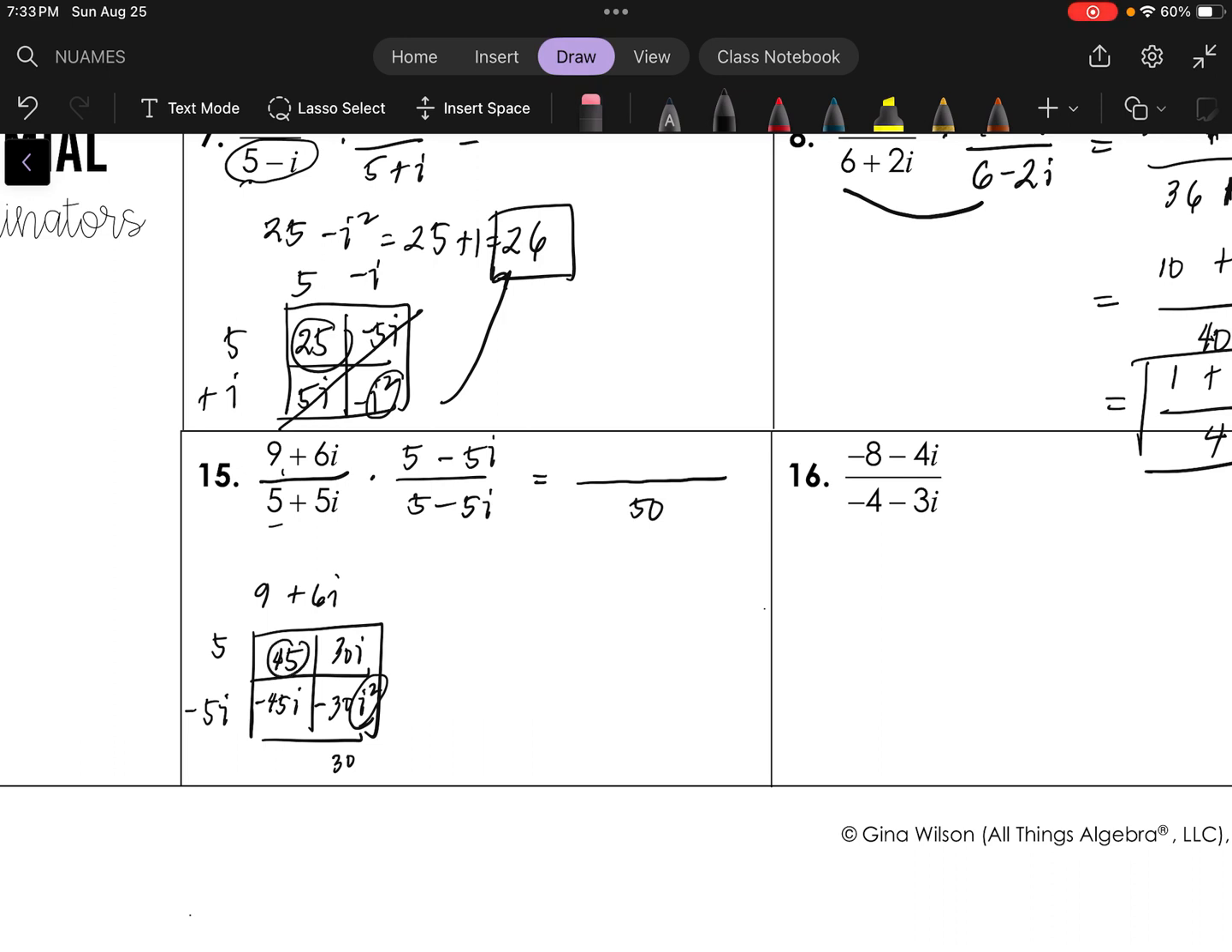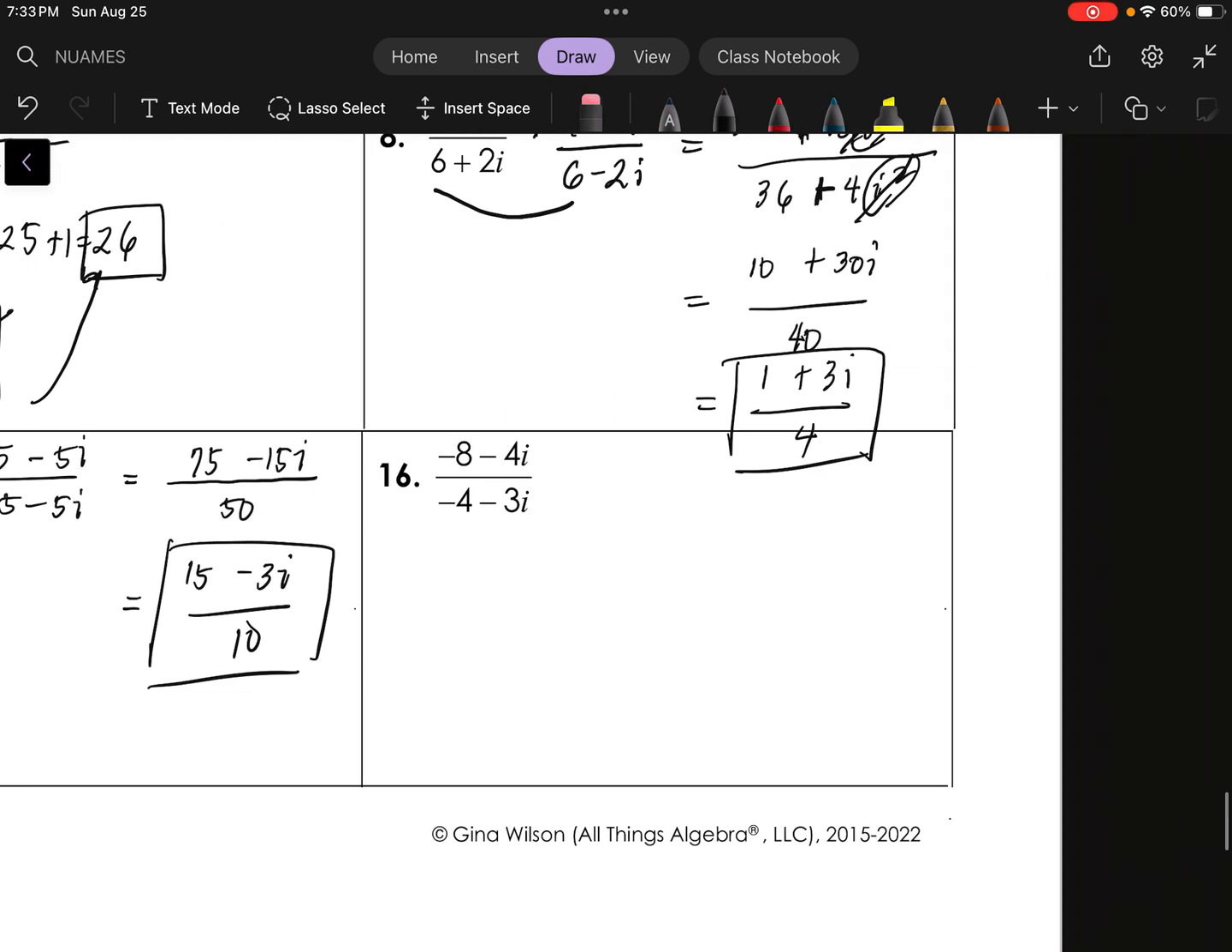Combining that with the real part gives me 75 for my real part. Negative 45i and 30i, combining them will give you a negative 15i. And again, you notice that these values can still be reduced. We can divide these by 5. So I end up with 15 minus 3i all over 10.